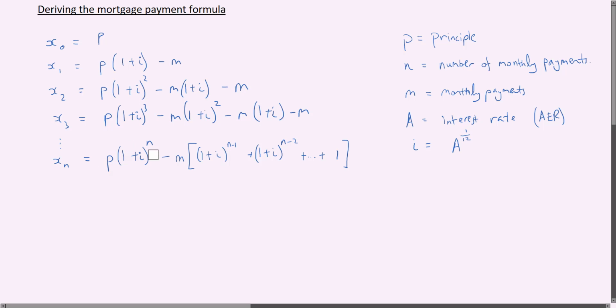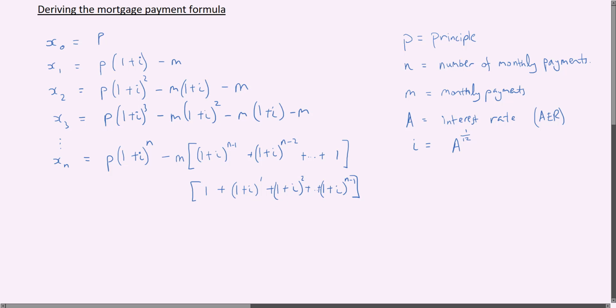I have a nice sequence here, and we need to deal with this sequence. It's easier to deal with this sequence if I write it in reverse, like this. It's very clear that my first term is 1, and my ratio is 1 plus I. So I need to find the sum of that sequence.